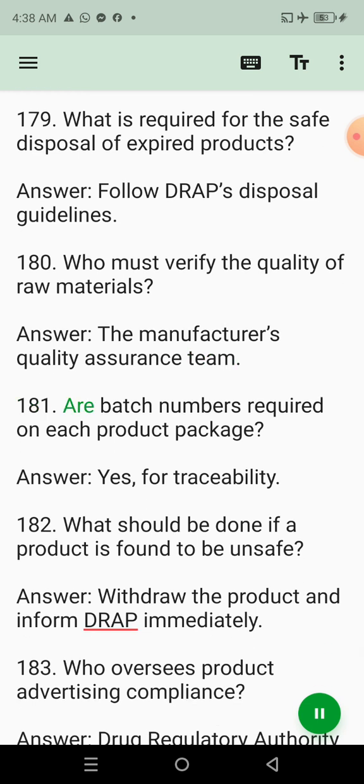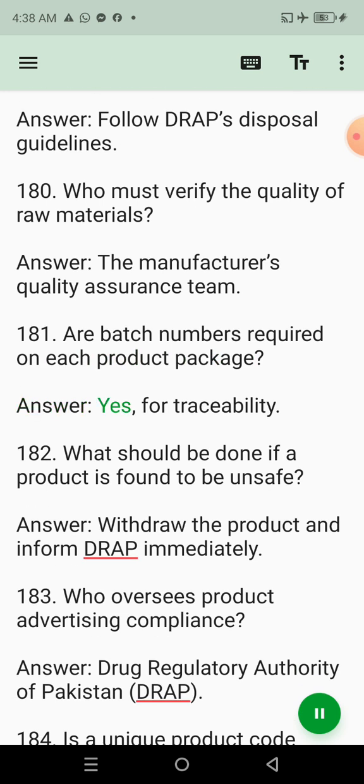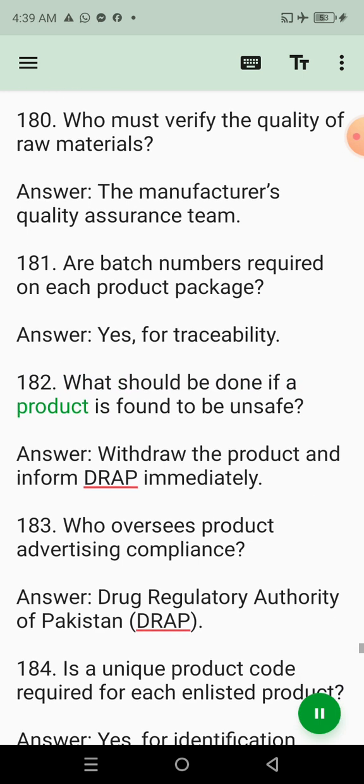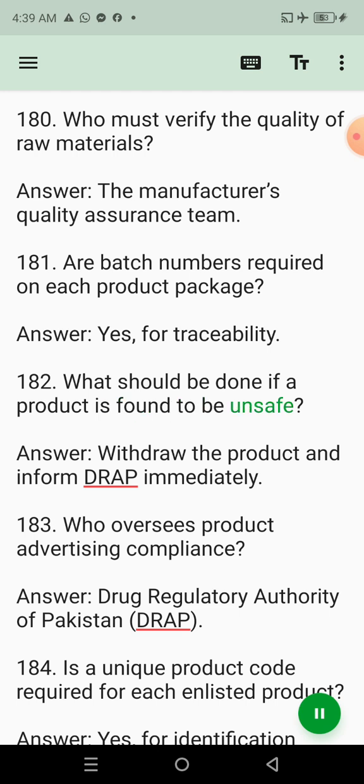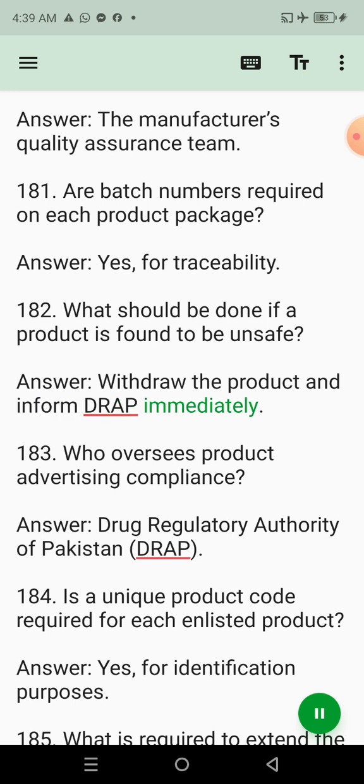181. Are batch numbers required on each product package? Answer: yes, for traceability. 182. What should be done if a product is found to be unsafe? Answer: withdraw the product and inform DRAP immediately.